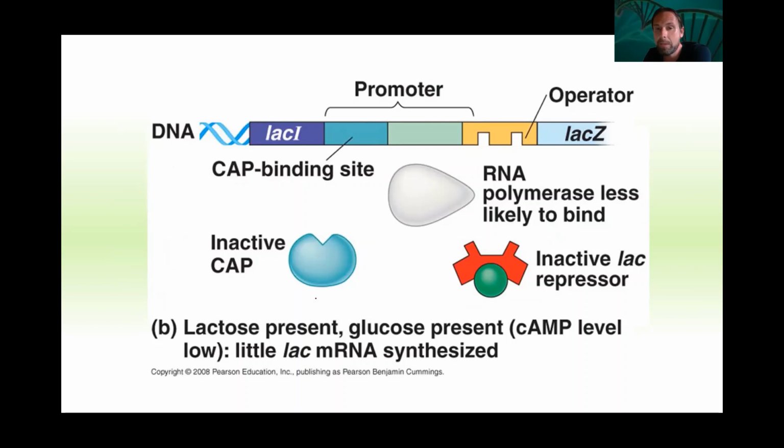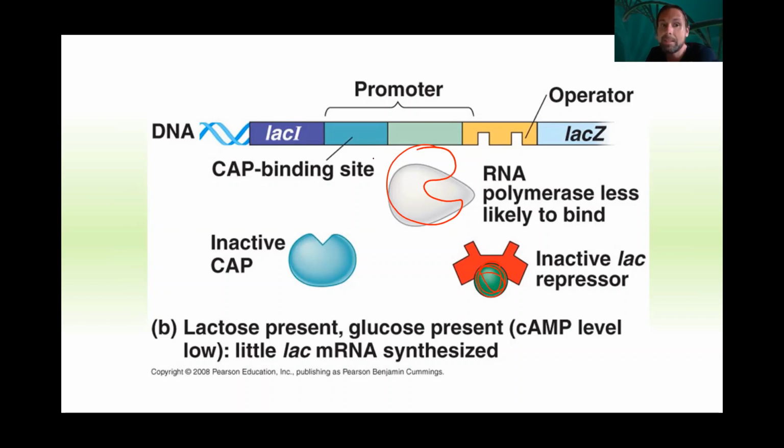So if you have no lactose present, the repressor is going to bind to the operator and shut the whole thing off. If, however, you do have lactose present, but glucose is also present, we have two things that happen. One is, since we now have lactose present, lactose is going to bind to the repressor and prevent it from binding the operator. So now our operator is wide open, which means RNA polymerase can bind here and, in theory, move forward because it's not being impeded by the repressor.